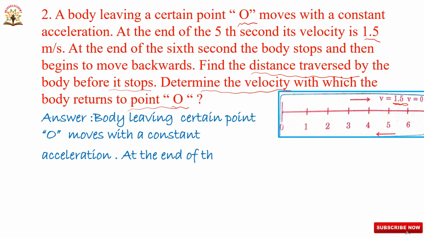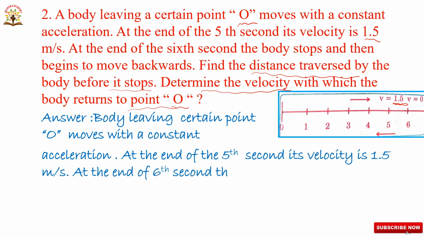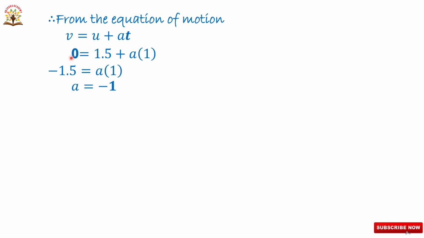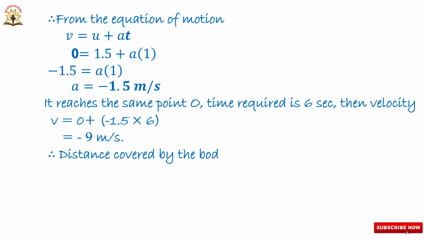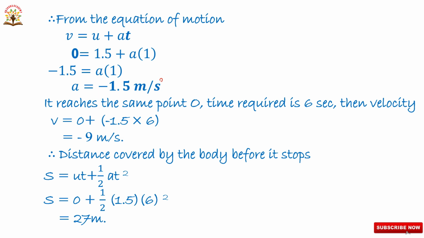A body leaving a certain point O moves with a constant acceleration. At the end of the fifth second, its velocity is 1.5 meters per second. At the end of the sixth second, the body stops and moves backwards. Now we'll calculate. From the equation of motion, v = u + at. Now v = 0. Substituting v = 0, u = 1.5, t = 1, we get 0 = 1.5 + a into 1. So a = -1.5 meters per second square.